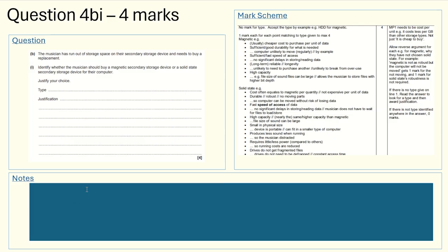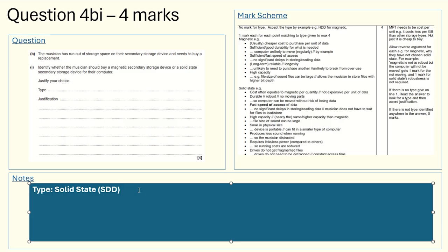So let's have an example answer here. So let's say type, and if we pick a solid state, so an SSD, and then all the question is trying to assess is your ability to identify what the characteristics are of an SSD, which make it suitable for this particular task. And you can see we've got these here down on the bottom of the mark scheme. So we've got a few things to point out here.